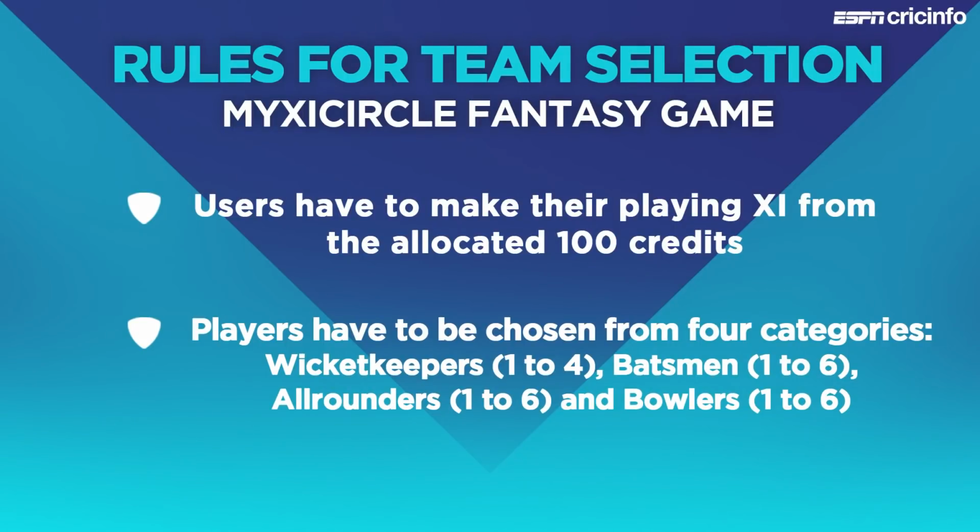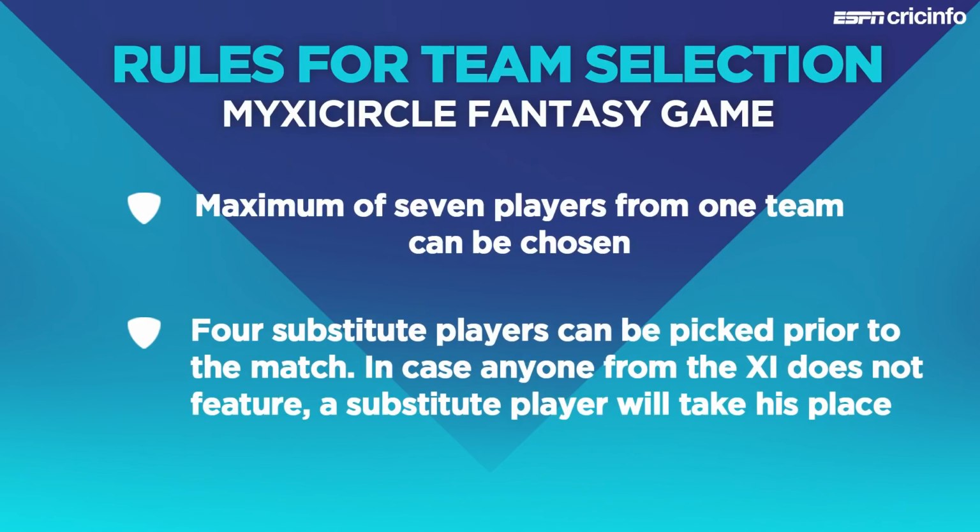Before we go to our team, on the My 11 Circle app, 100 credits for every user to build their fantasy team, 4 categories of players to pick from: batsmen, bowlers, wicket keepers, and all-rounders. Every player's individual credit value is listed on the app. You can pick a maximum of 7 players from one team in any given contest, and there are 4 substitute options that we'll throw up for you as well.